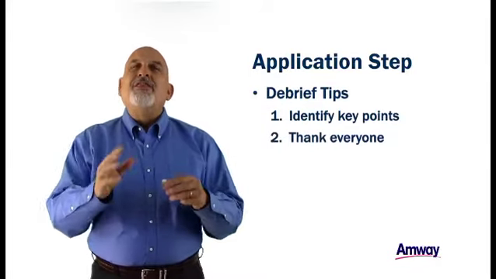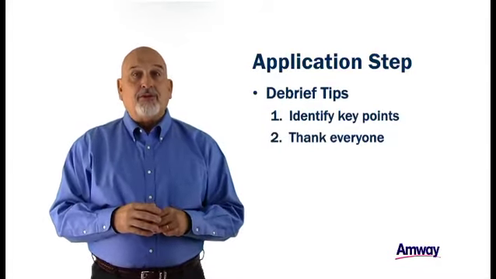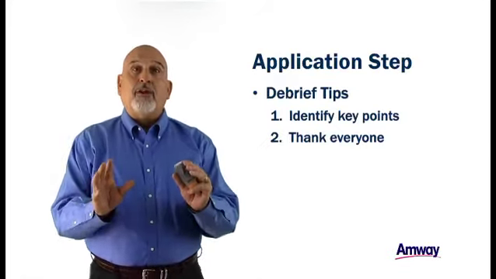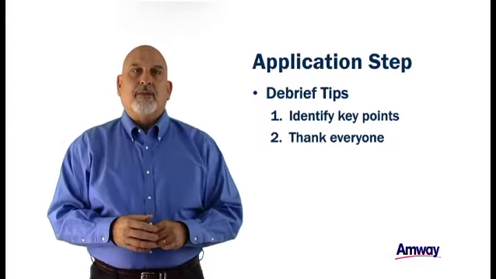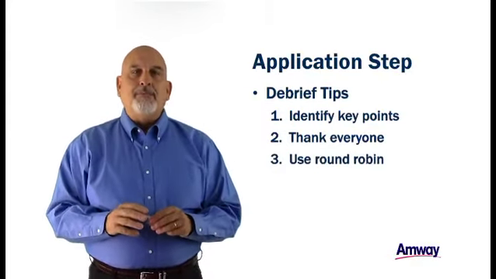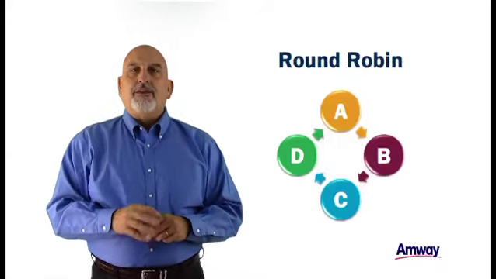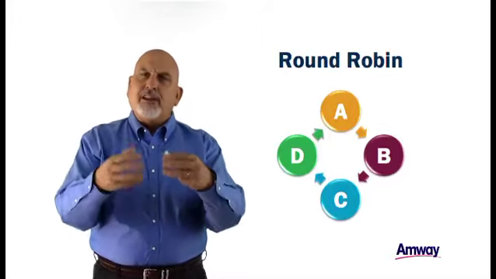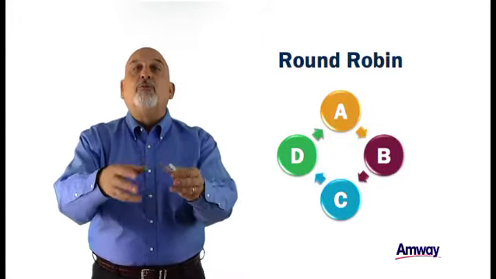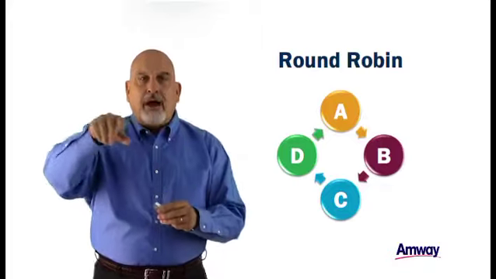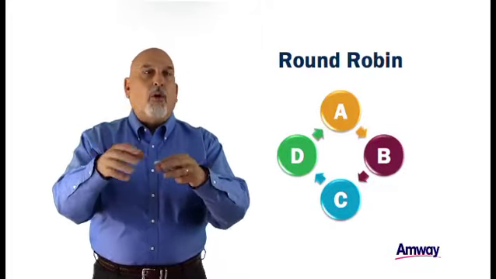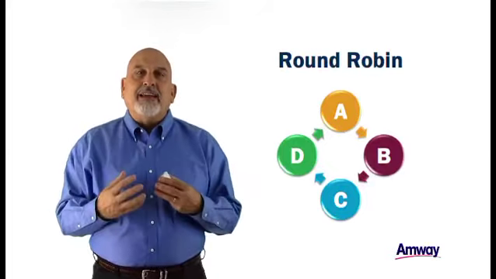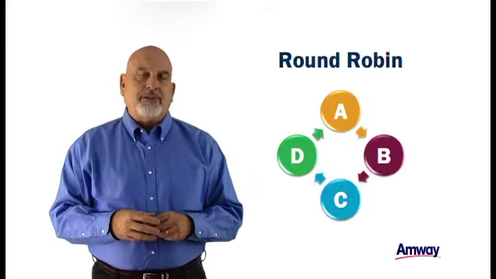Number 2, thank each participant after their contribution while maintaining eye contact. Be careful not to praise one more than the other. Number 3, use a round-robin method when conducting your debrief. The round-robin method is where you give each small group or individual an opportunity to share just a little bit. Then move to another small group or individual and continue to go around and around till each group or individual has had an opportunity to share. This allows them the feeling that they've equally contributed to the debrief discussion.